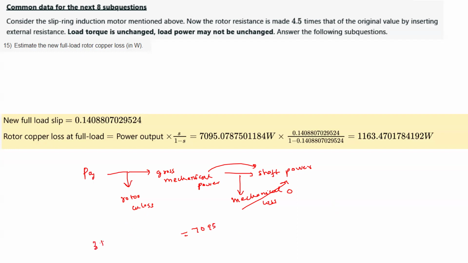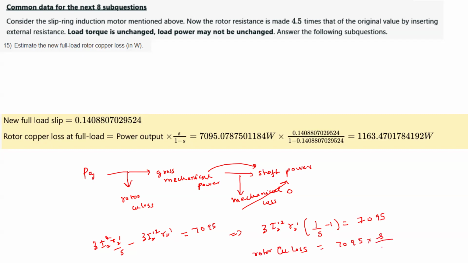So air gap power we know is 3 I2 dash square R2 dash by S, minus 3 I2 dash square R2 dash. So this becomes 3 I2 dash square R2 dash into (1 minus S) by S, which is 7095. So the rotor copper loss is 7095 into S by (1 minus S). If you do this, you will get this answer.